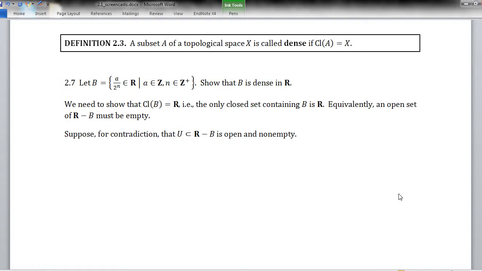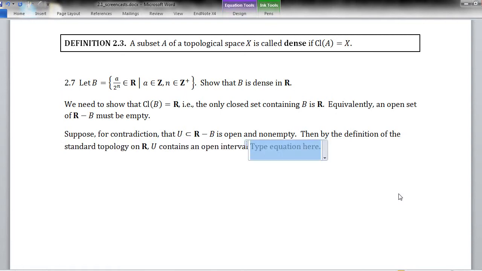Well, now that we have an open set, we can make reference to the basis of R. By the definition of the standard topology on the real numbers, which is the one we're using here, this open set U contains some basis element, some open interval from C to D, for a pair of real numbers C and D. Well, we are going to show that this open interval from C to D contains at least one element of B.